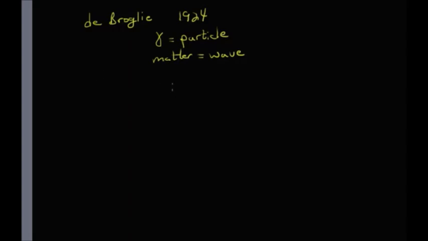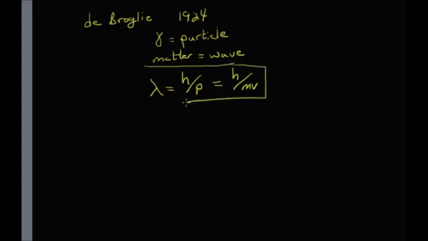So he has the equation that the de Broglie wavelength, the wavelength of a particle, is equal to Planck's constant over its momentum. And if you remember, momentum is mass times velocity. So that is basically what he came up with, and subsequently he's been proven right that this is what happens.